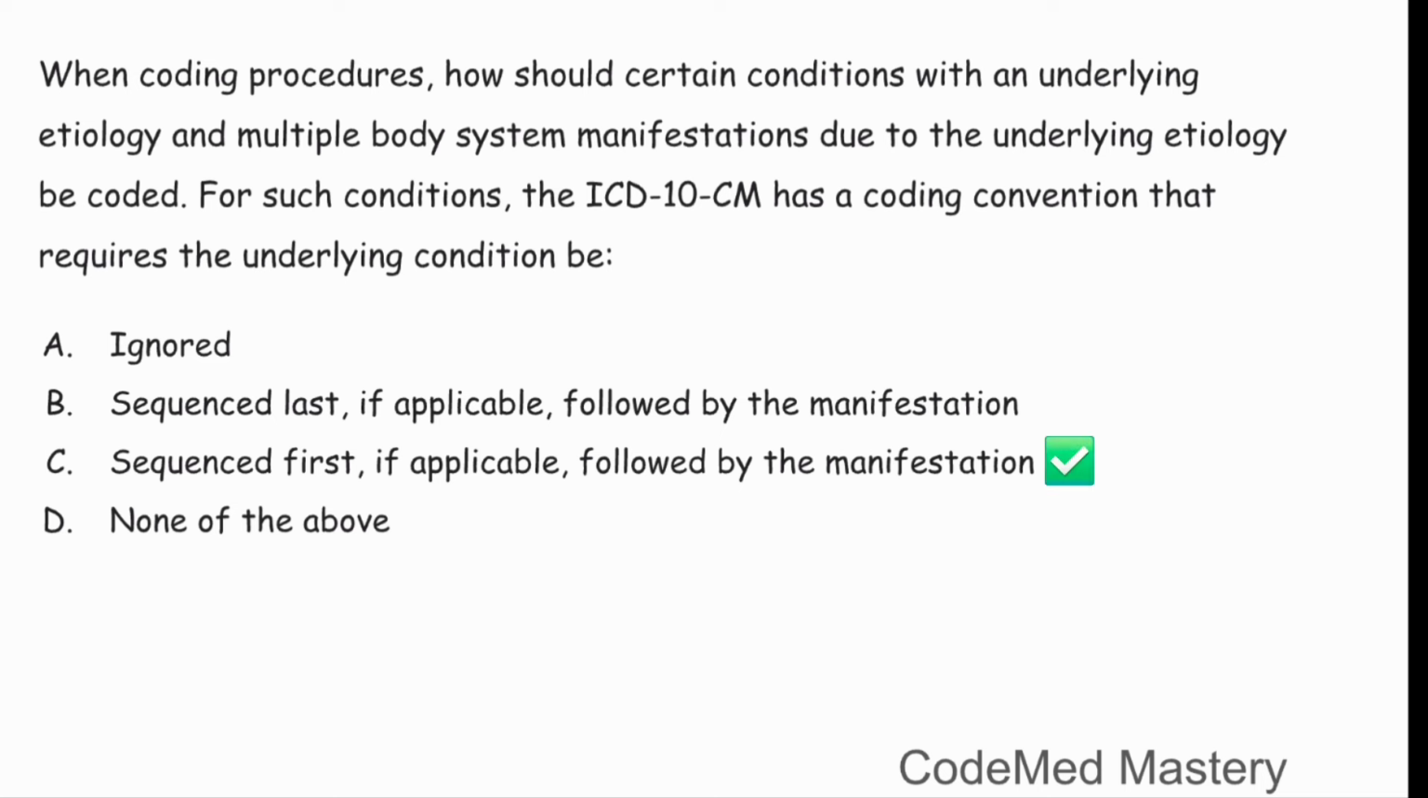In ICD-10-CM coding, certain conditions have both underlying etiology and multiple body system manifestations due to that etiology. The coding convention requires that the underlying condition should be sequenced first, followed by the manifestation. When a disease causes other health problems in different parts of the body, then you must list the main disease first while coding. After that, you can list the conditions it causes.